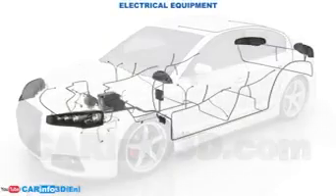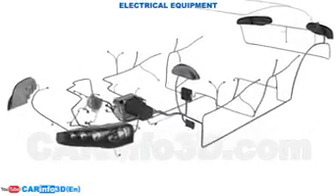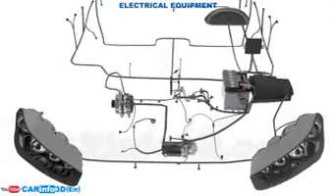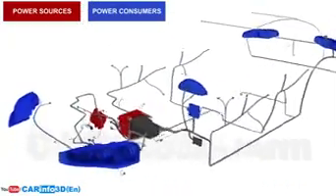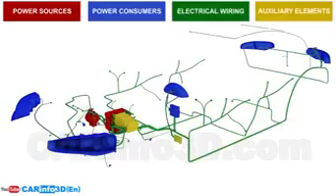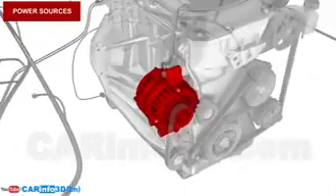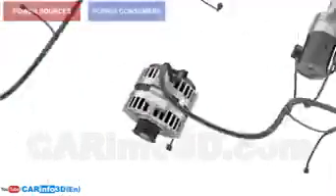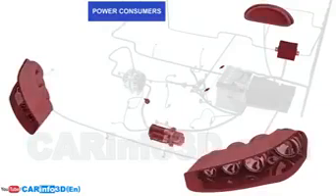Passing on to electrical equipment. Modern vehicles are inconceivable without electrical equipment. It stores, generates, transmits, and consumes electricity. Electrical equipment within a vehicle can be classified into a few categories: power sources, power consumers, electrical wiring, auxiliary elements. Power sources are the battery and the generator. Power consumers include various appliances that require electricity to operate, such as headlights, the starter motor, the engine control unit, and others.